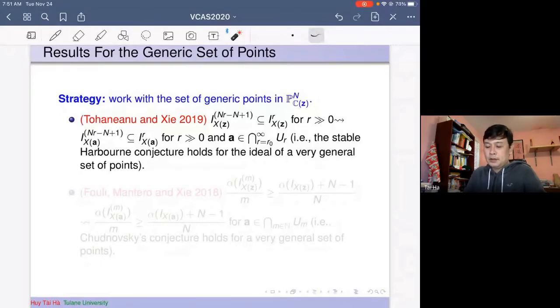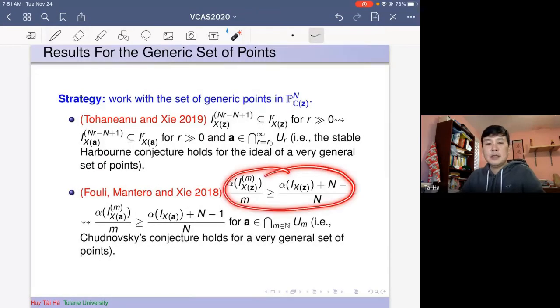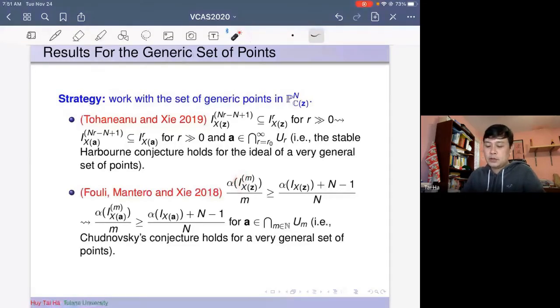And Foley, Montero, and Xie prove Chudnovsky's inequalities for the ideals of the generic set of points. Then they specialize down and get Chudnovsky for the ideal of a set of points that lies inside, and again another intersection of infinitely many open dense subsets, and that's why they get the result for very general sets of points, right? So to get the result for a general set of points, one has to somehow get rid of these intersections and find one open dense subset that works for all powers.